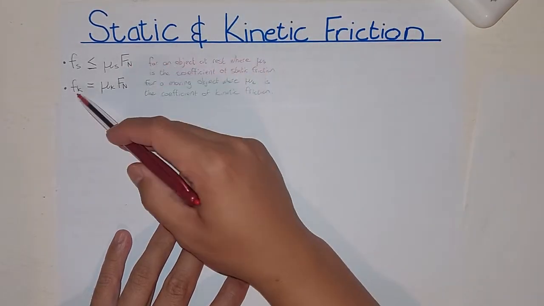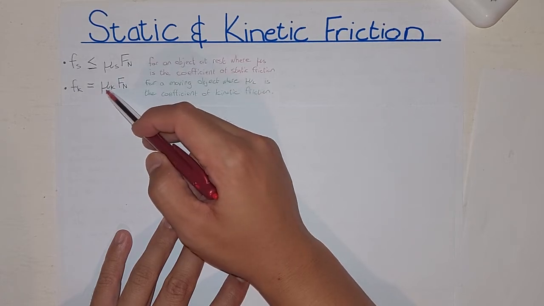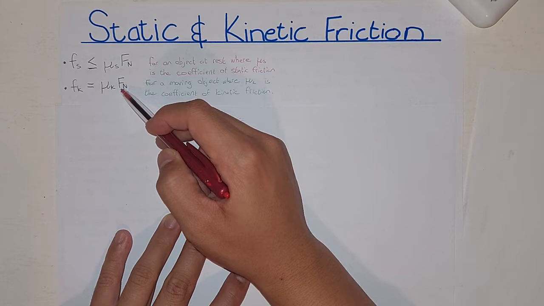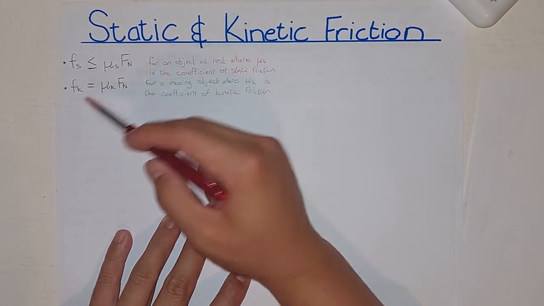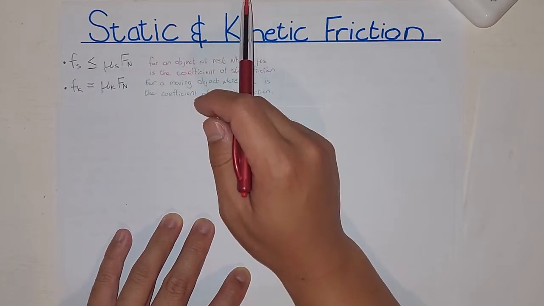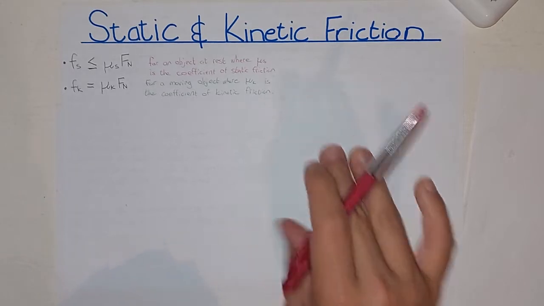Now, looking at this one over here, I've got kinetic friction. My kinetic friction is going to be my coefficient of kinetic times my normal force over here. And that is going to be my frictional force for my kinetic over here. So those are the two. Now I'm going to give you some examples where you would be using this.